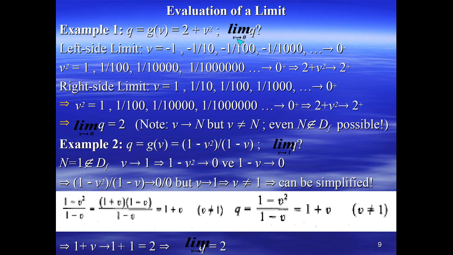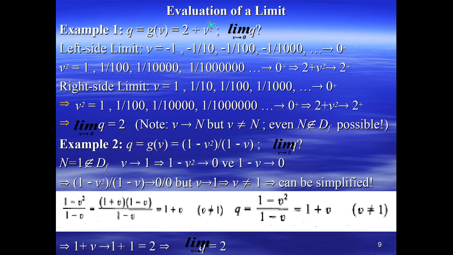What does it mean, v goes to 0? It means v becomes smaller and smaller: 1 over 10, 1 over 100, 1 over 1000, 1 over 10,000, 1 over 1 million, etc. So it diminishes. In the left side limit, which is when v goes to 0 from the negative side, v can start at minus 1. Then it becomes minus 1 over 10, minus 1 over 100, minus 1 over 1000, etc. So v goes to 0 from below, from negative numbers. So it goes to 0 minus.